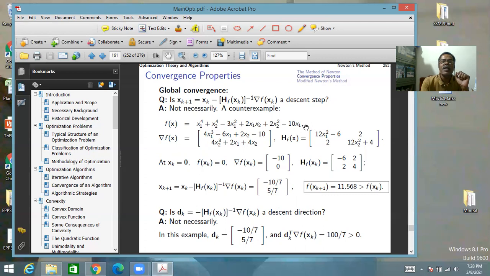And that means that Newton's method does not guarantee global convergence. In particular, it does not guarantee that the next iterate will be any better than the present. It can be worse. Now you say, okay, but is the direction good?